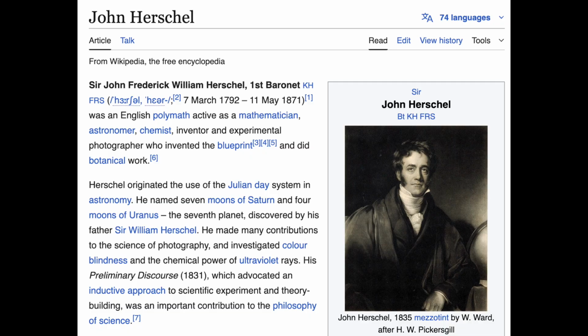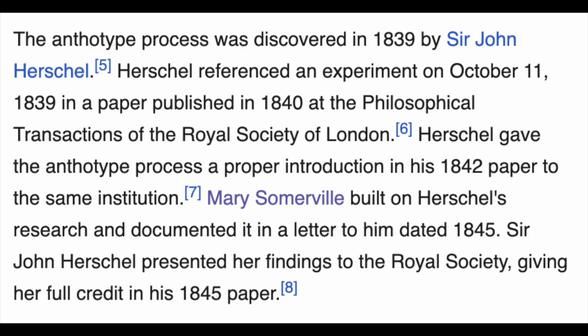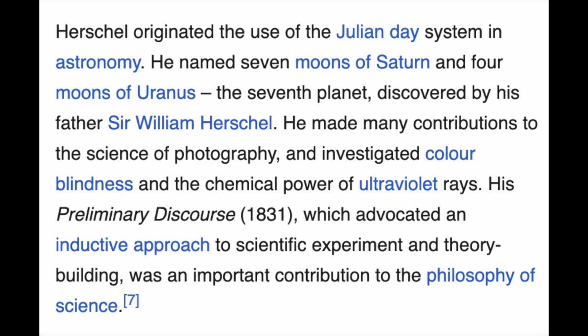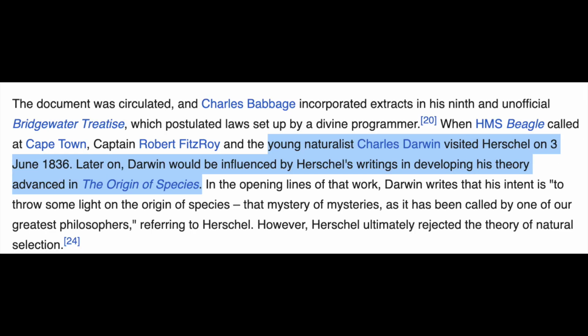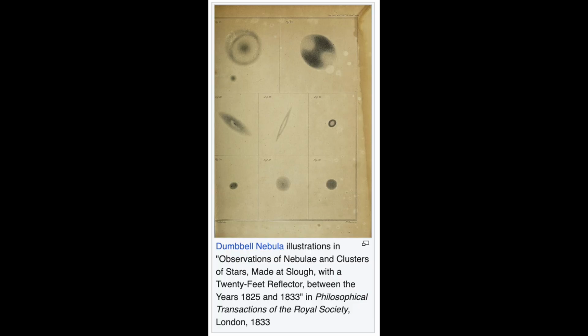This process was also pioneered by Sir John Herschel, the same guy who invented cyanotype. And it turns out that this guy had his hands in so many buckets. Like, he invented 3 different photographic processes, but he also named 7 of Saturn's moons, investigated colorblindness and astigmatism, inspired Charles Darwin with his writings on the study of natural philosophy, and discovered 3 new galaxies. So this guy gets around. Sir John Herschel discovered anthotype in 1839. This is a big year for photography.